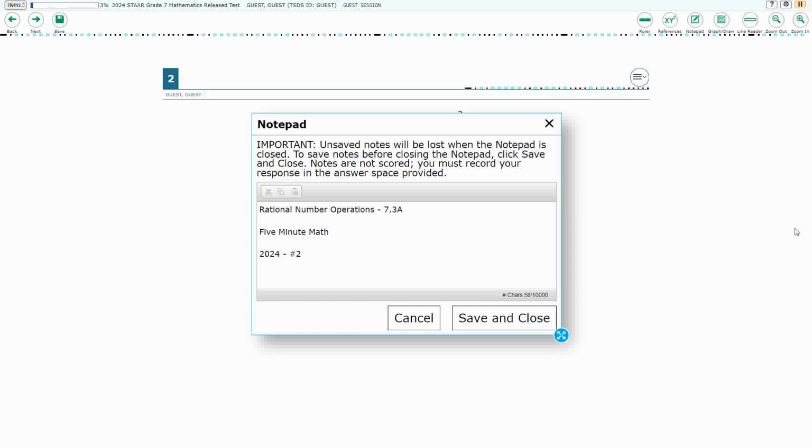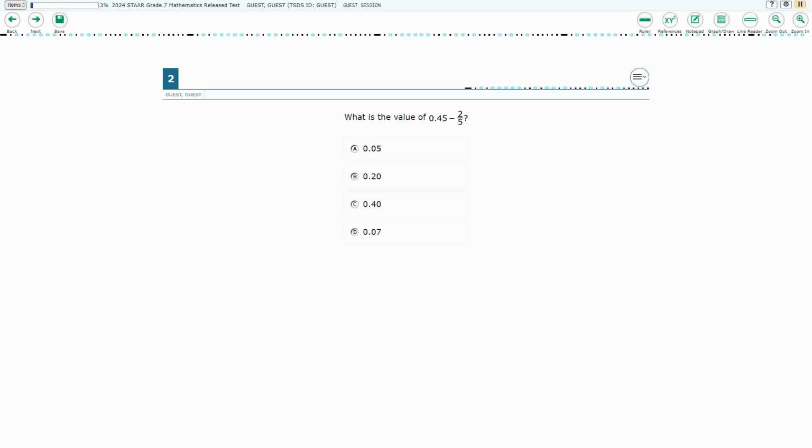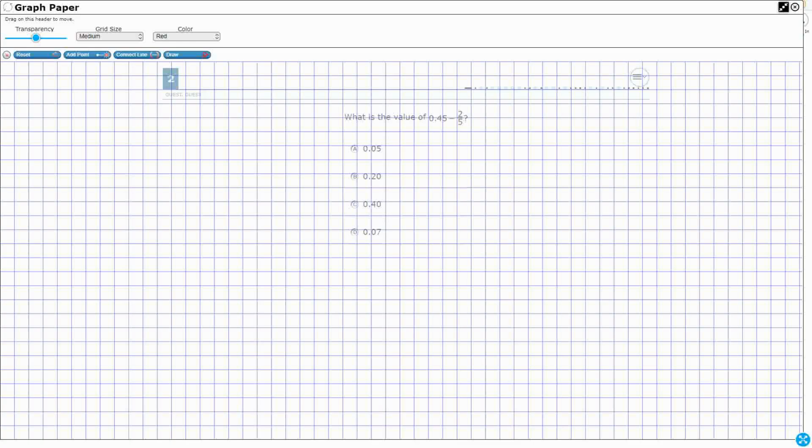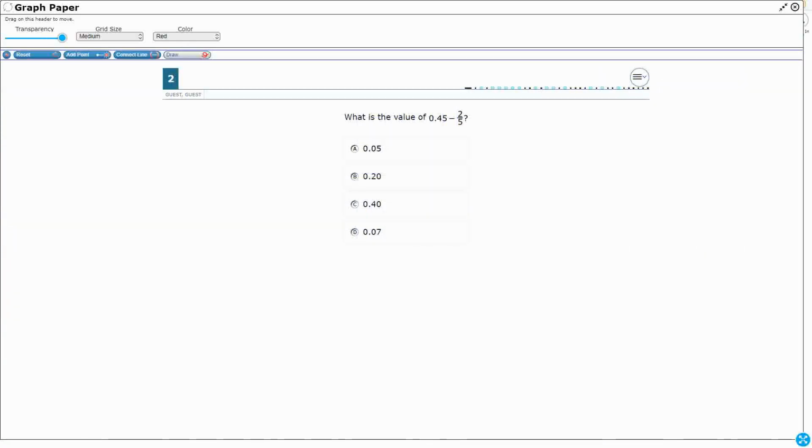Today we are looking at the 7th grade concept of rational number operations. This is standard 7.3a, the great state of Texas, and we are using item number 2 of the 2024 released STAAR test. If you haven't done so already, please go ahead and take a moment to pause the video, work this problem out on your own, unpause it, and we will look at our answers together.